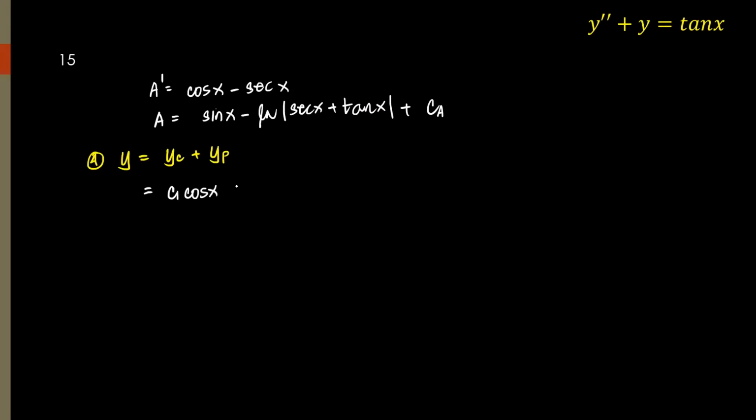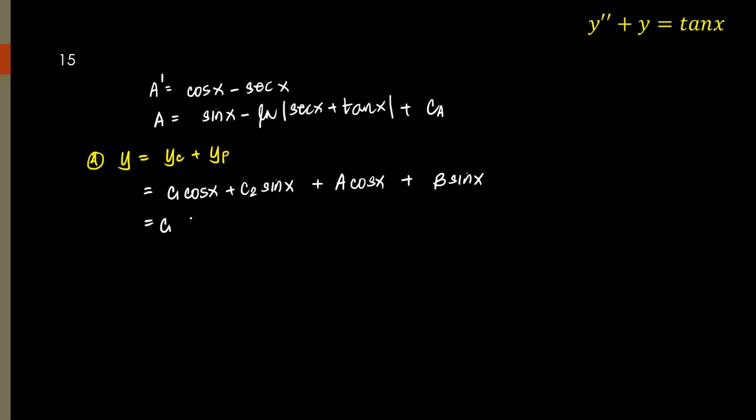C1 cos x plus C2 sine of x. And isn't it that, as I said before, the y sub p would take the same form as the y sub c? It's just that we replace that with another letter. So a cosine x plus b sine of x. However, what is your a? My a is this one.